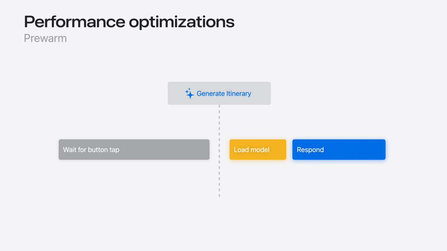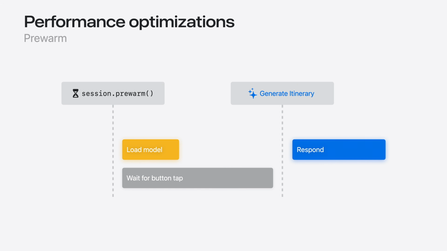Okay, if you recall, when we call session.respond, the OS will load the model if it's not already in memory. Pre-warming can give your session a head start by loading the model before you even make a request. In our app, when someone taps on the landmark, it's pretty likely that they are going to make a request soon. We can pre-warm before they press the generate itinerary button to proactively load the model. By the time they finish reading the description, our model will be ready to go.